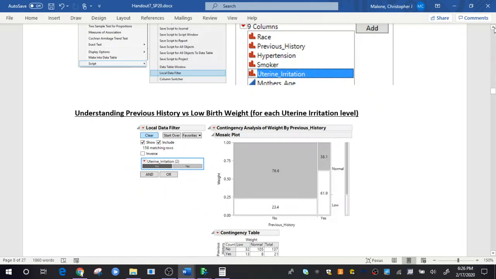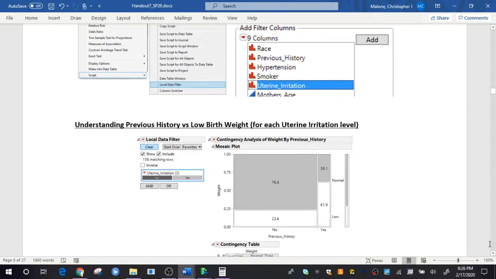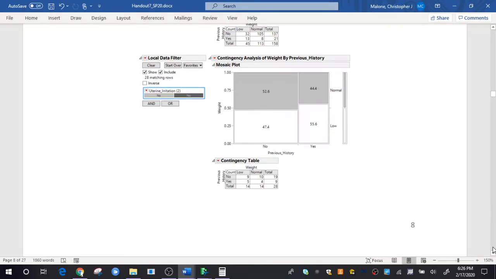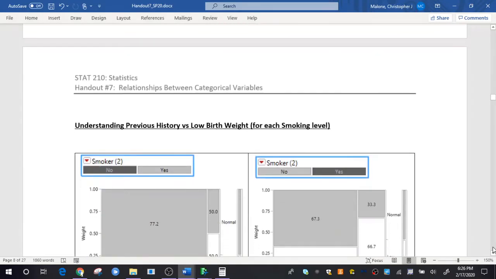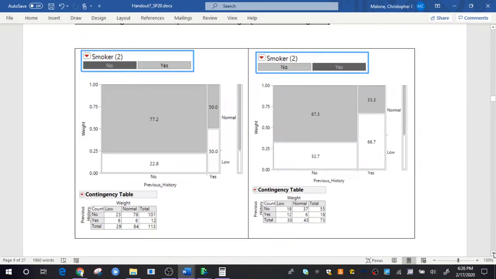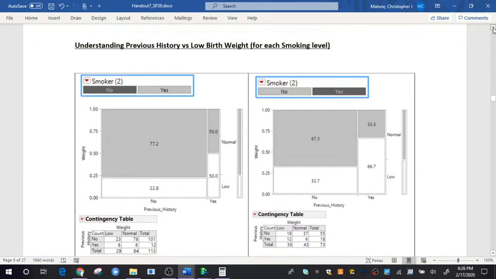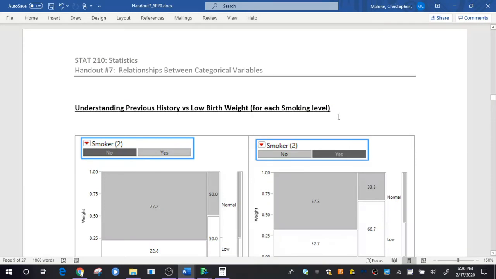So let's show you how to do that. So let's look at previous history. All right, and I'm going to do smokers versus non-smokers. All right, so let's look at the Mosaic Plots for previous history against low birth, and then I want to take into consideration their smoking level.